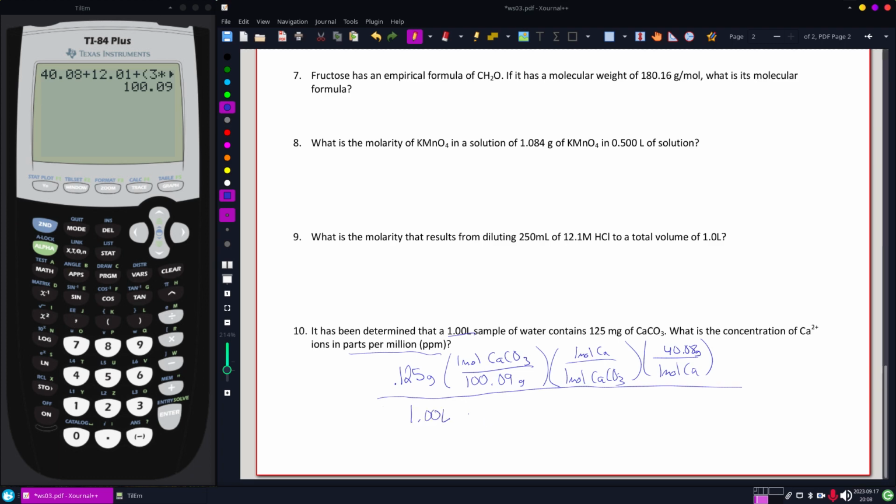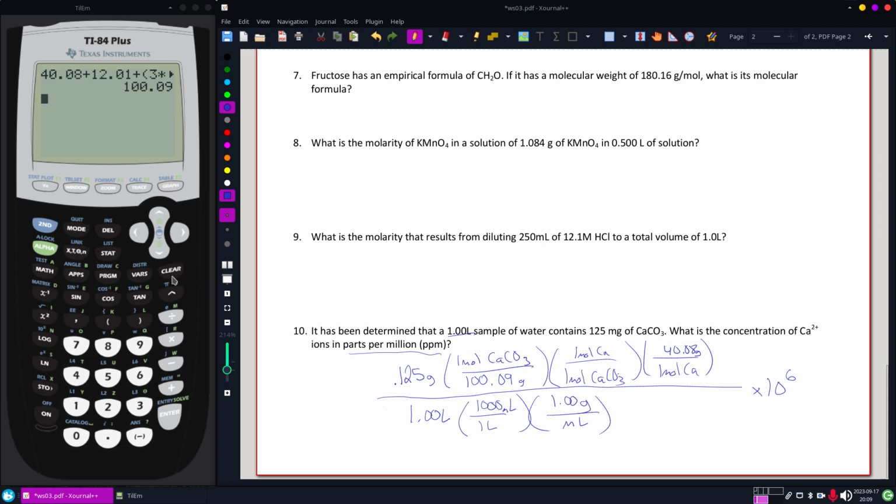Now I have to actually take some approximations because it didn't really give me the weight of that 1 liter or the density of the water in that case. So I'm going to make some assumptions on here. So 1 liter is 1,000 milliliters, and water mostly weighs about 1 gram per milliliter. Now, this is a mass over mass. To turn it into a parts per million, we're going to multiply this number by 1,000,000.